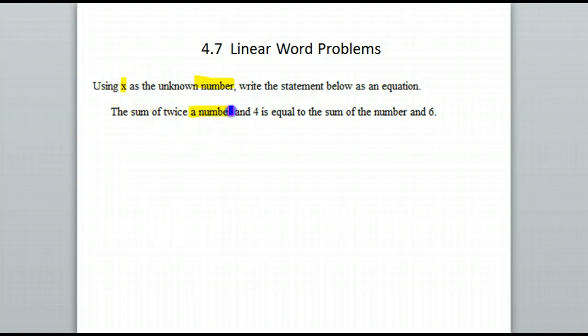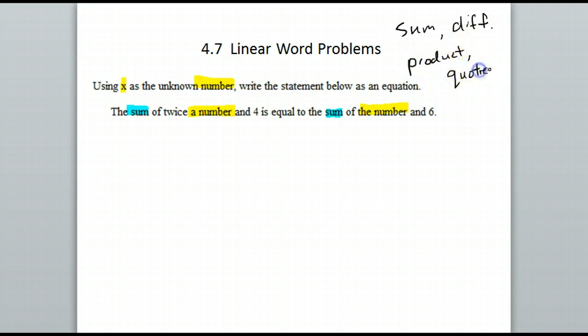So twice a number is equal to 4 times the sum of the number and 6. Okay, so that's always going to be where the x is. Now the other thing you got to get used to are these answer words. So I refer to words like sum, difference, product, and quotient. I call those the answer words. And when you see an answer word, you look for and. I want you to think of the word and.